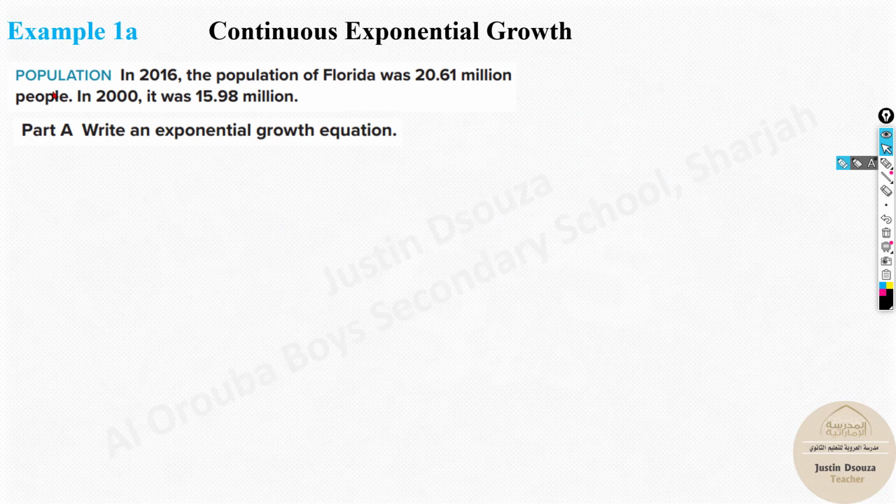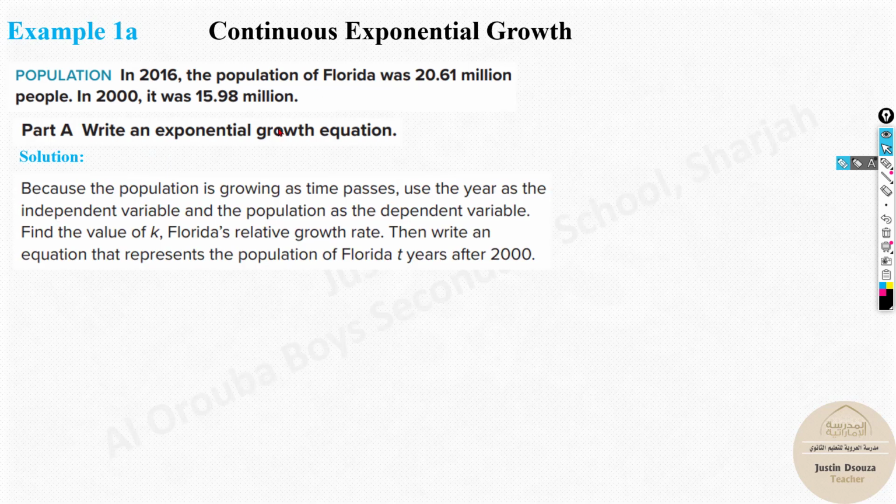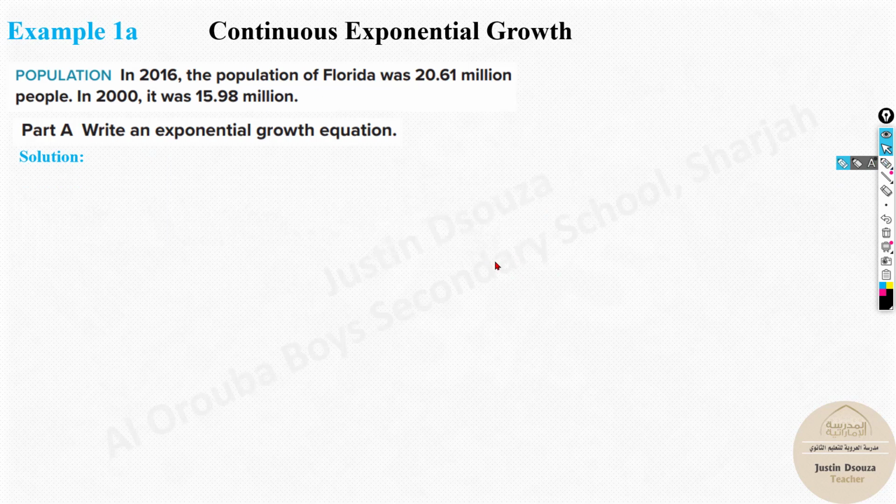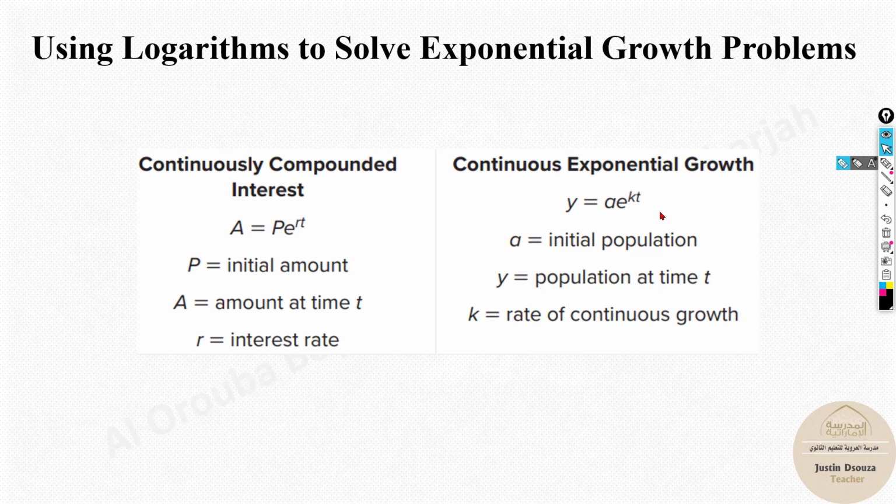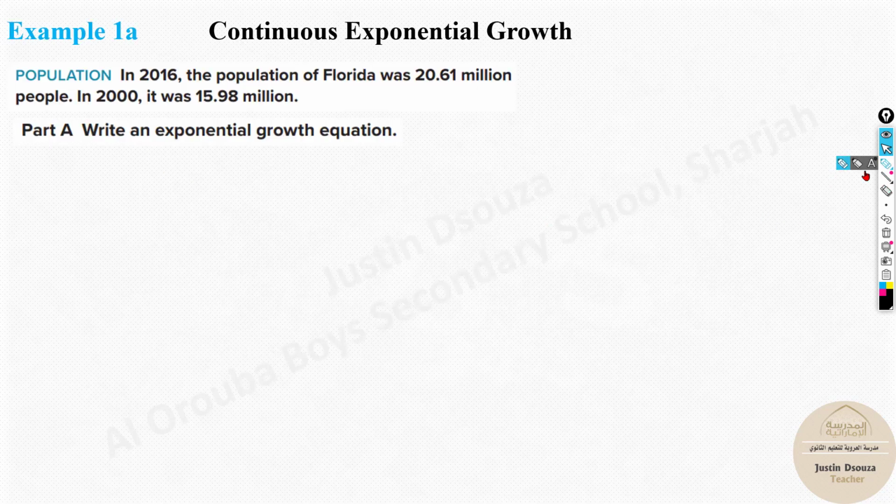Now we have this population problem. In 2016, the population of Florida was 20.61 million people. In 2000, it was 15.98 million. Write an exponential growth equation. Now, here, first of all, we know the formula. This is the second form. It's the same, but we usually use the second one. Let me just write it. Y equals A, E, K, T.